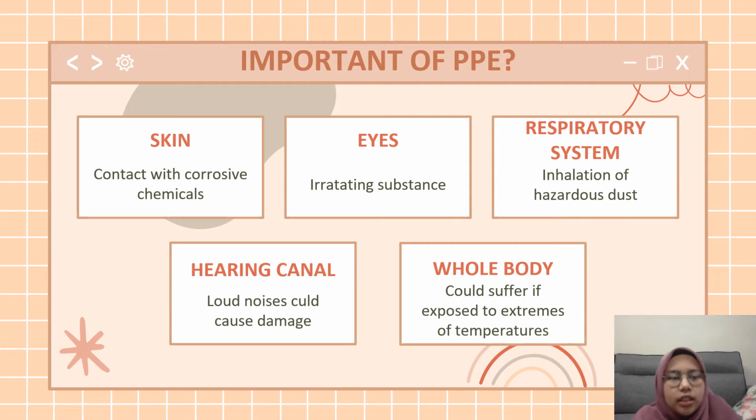What is the importance of PPE? Firstly, for the skin, to protect from contact with corrosive chemicals; then the eyes, to protect from irritating substances; and the respiratory system, to protect from inhalation of hazardous dust. Next, for the hearing canal, to protect from loud noise that could cause damage; and the whole body, to protect from too much exposure to extreme temperatures.